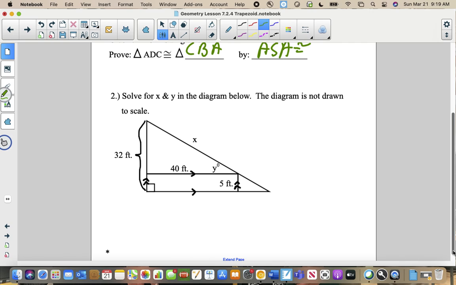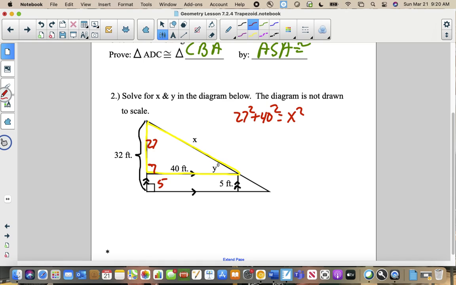Hey, welcome back. So what we're really focused on is this yellow triangle here. And since the lines are parallel, we know this is a right angle also, corresponding angles. Since this is 5 feet, that makes this yellow part 27. Now I have a right triangle. I know both legs, so I can use the Pythagorean theorem to find x. I can take 27 squared plus 40 squared equals x squared. You can go ahead and do the math there.